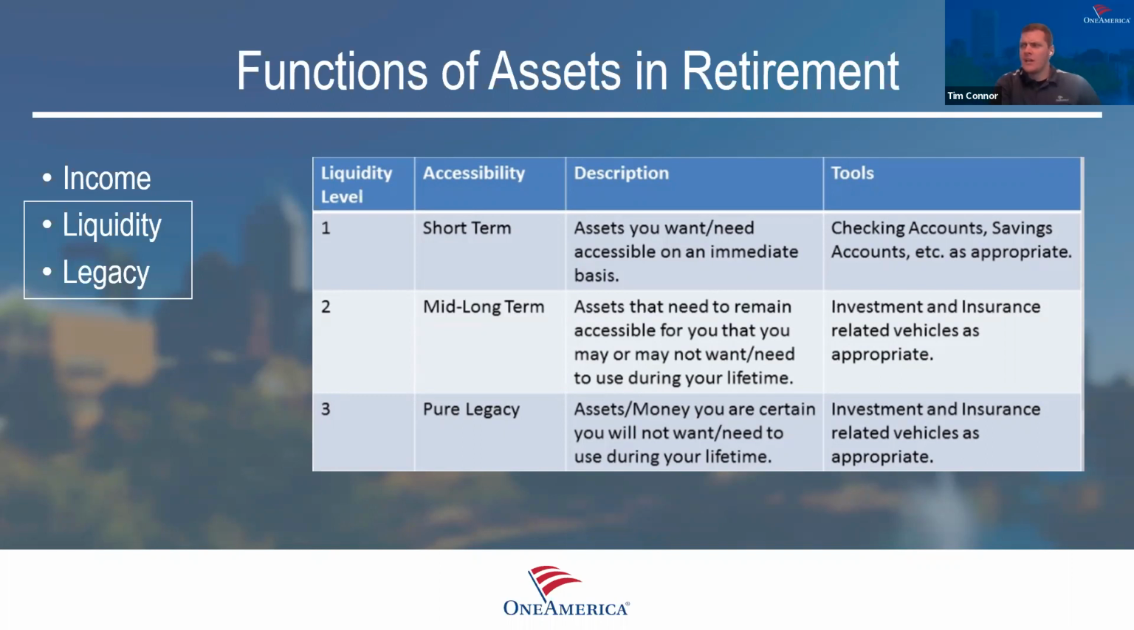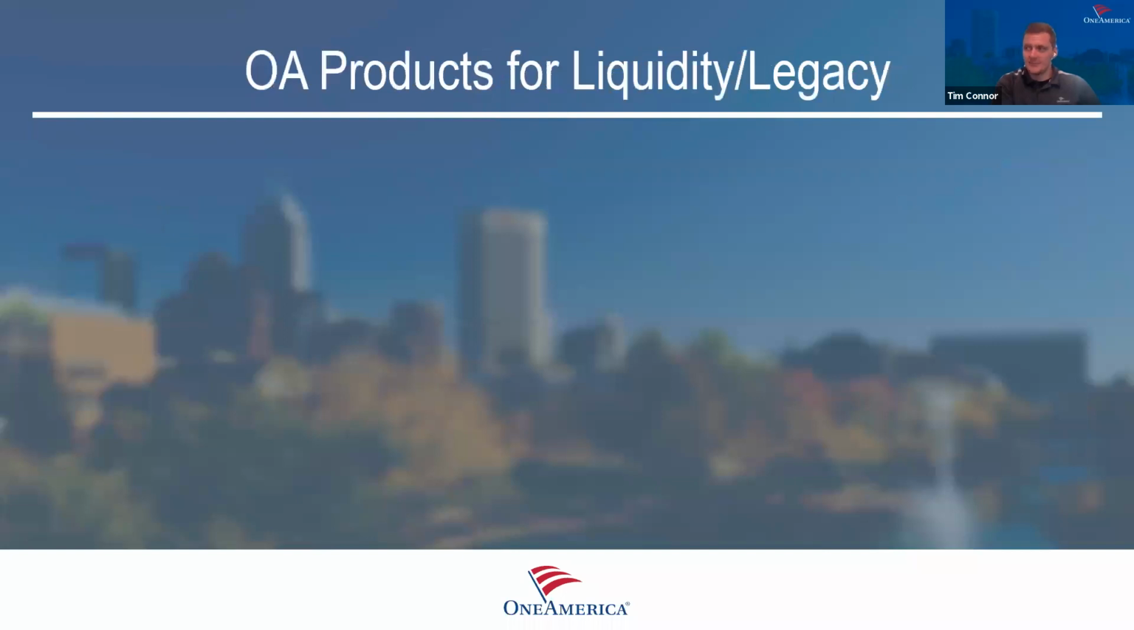Mid to long term, you can use whole life from a liquidity standpoint in the midterm. Because remember that cash value accumulation, you can start to use that, take loans, pay yourself back. That can be a very useful liquidity tool, but we all know whole life still has a death benefit, and the tax-free nature of the death benefit can be a very strong legacy piece as well. And if it's pure legacy, then you can use investments and insurance. So an OA product for liquidity and legacy, as well as investments. That can be a function of your liquidity and whatever's left over when you pass away.